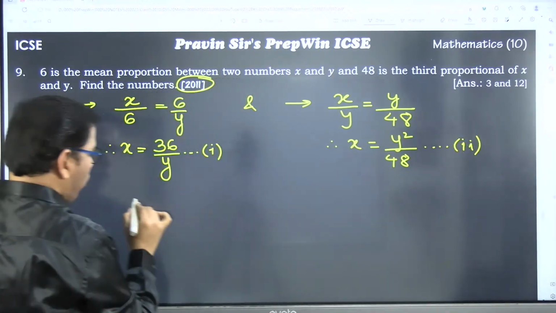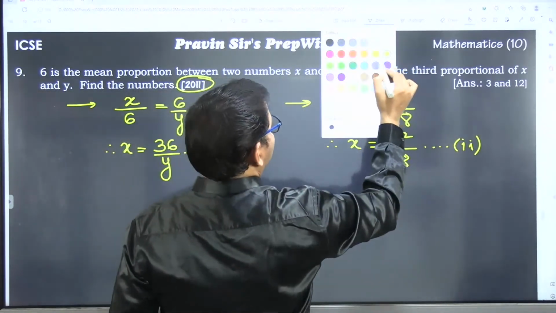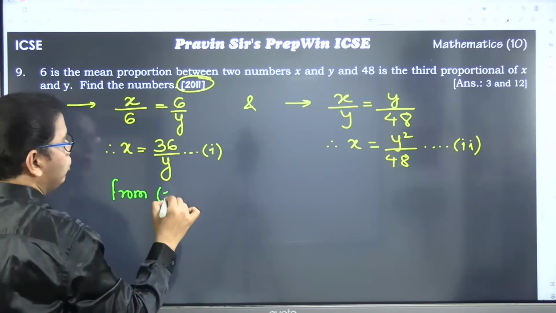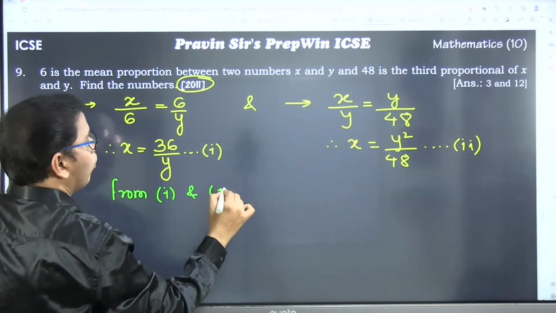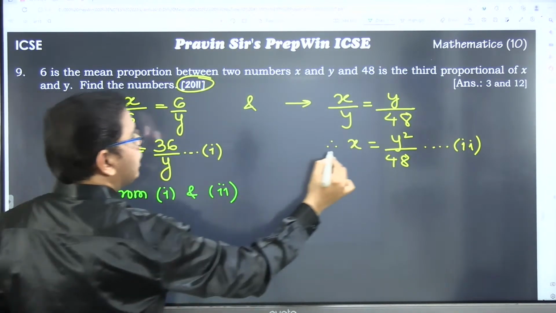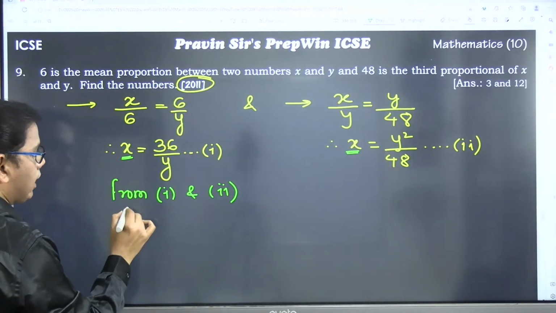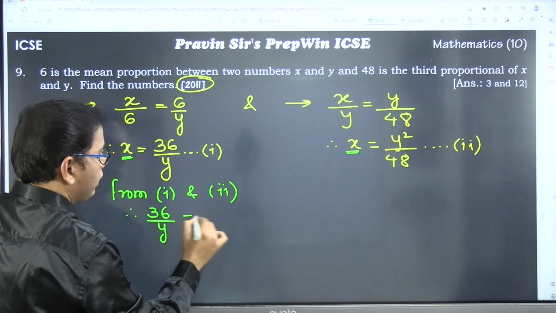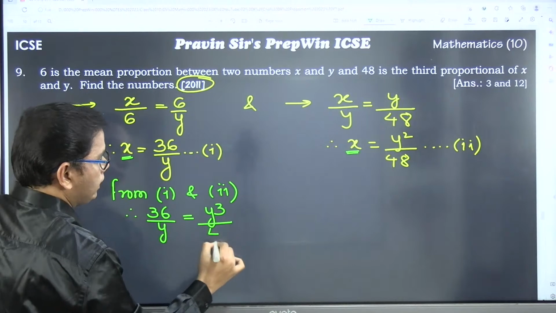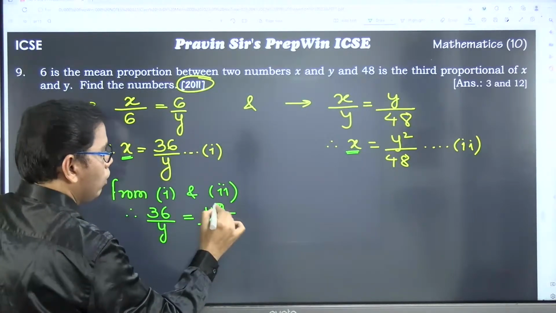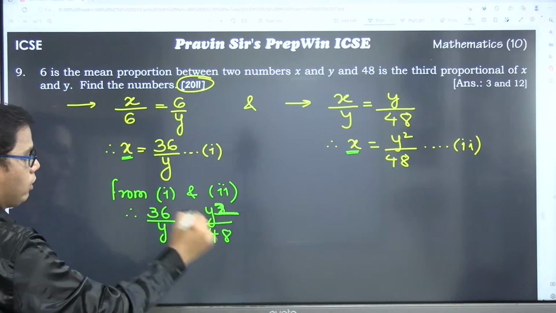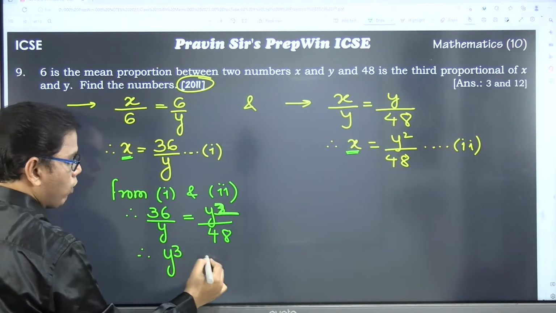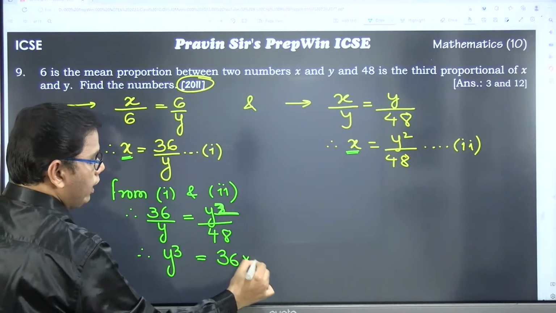Look at equation number 1 and equation number 2 carefully. From 1 and 2, what do you get? Look here, left hand side is x, left hand side is x. If left hand sides are equal, then right hand sides are also equal. 36 by y is equal to y square upon 48, isn't it? Cross multiplying, y square into y is y cube, which is equal to 36 into 48.